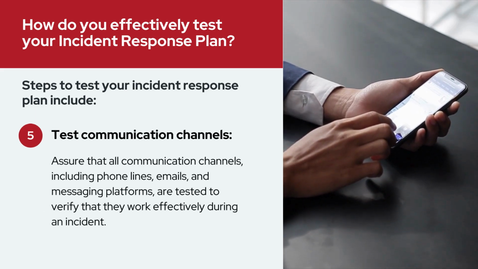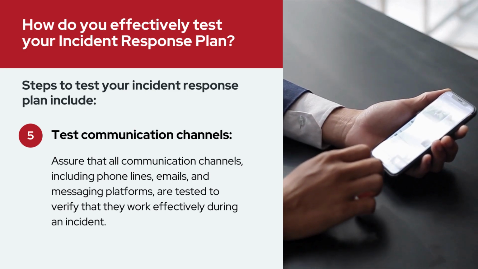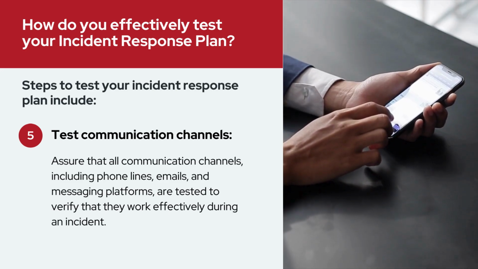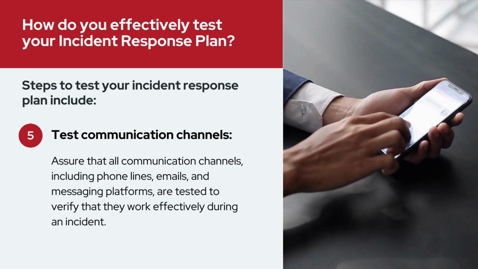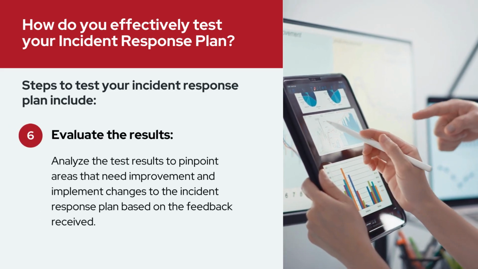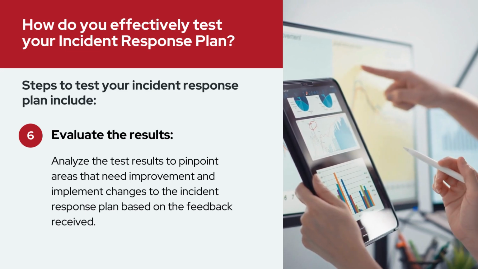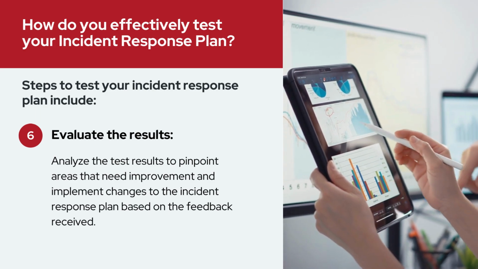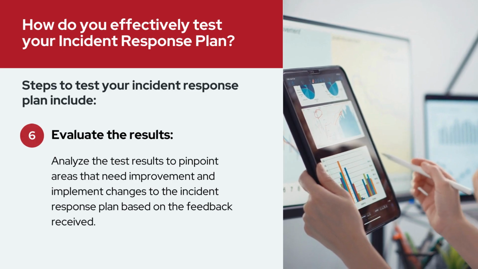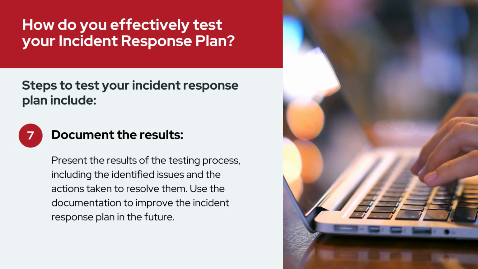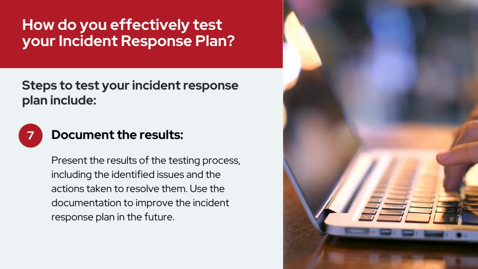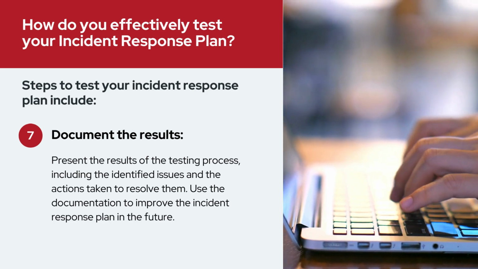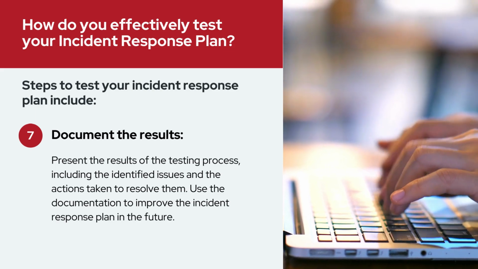Number 5, test communication channels. Assure that all communication channels, including phone lines, emails, and messaging platforms, are tested to verify that they work effectively during an incident. Number 6, evaluate the results. Analyze the test results to pinpoint areas that need improvement and implement changes to the incident response plan based on the feedback received. Number 7, document the results. Present the results of the testing process, including the identified issues and the actions taken to resolve them. Use the documentation to improve the incident response plan in the future.